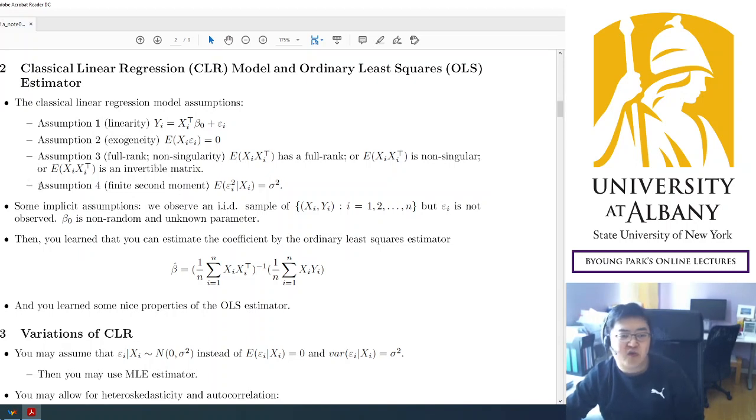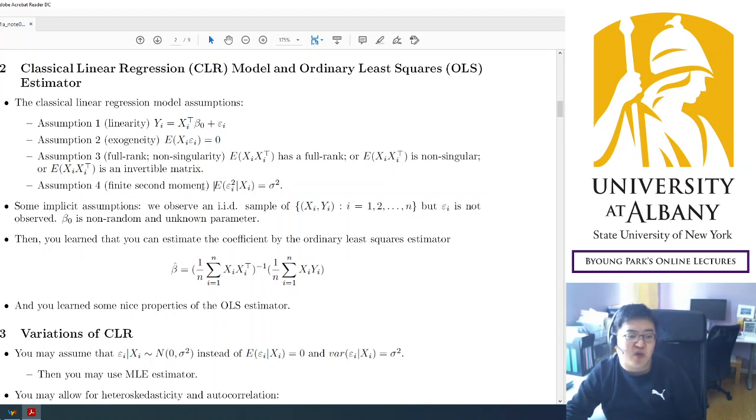And assumption 4, the last assumption, is finite second moment. What we need is a finite second moment here. So the expected value of epsilon squared conditional on x is finite. That is what we need. Being finite means it is a certain number. Sigma squared is our notation, but what we need is that it is finite.